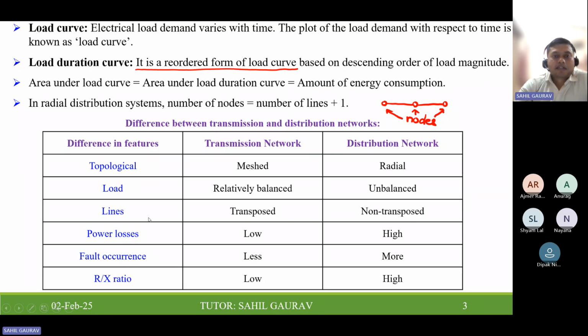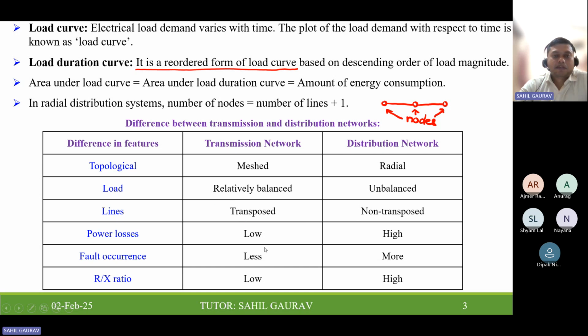And then the lines are transposed in transmission networks and non-transposed in distribution networks. We have seen why we do transposition in transmission networks. If you want to get balanced voltage at the receiving end, we have to do the transposition in long transmission lines, like lines which are more than 100 kilometers.